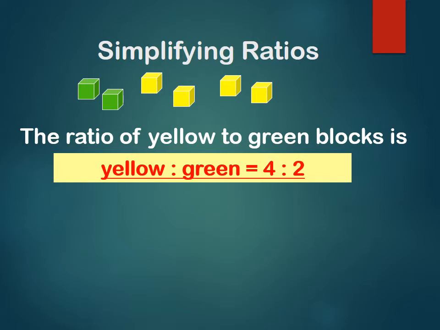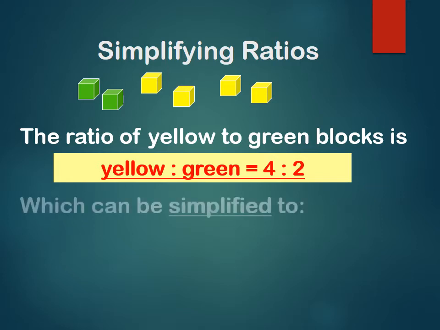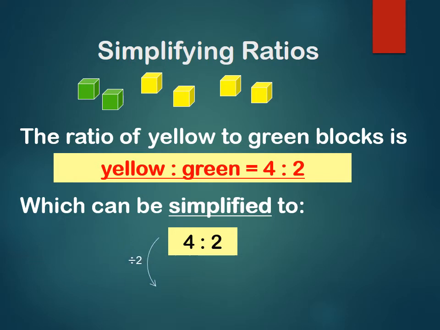How will we simplify this? Remember? Who will tell me? Yes. We simplify a ratio by finding the highest common factor. What is the highest common factor between 4 and 2? Yes, it's 2. So we will divide both sides by 2. We get 2 to 1. So the ratio of yellow to green is 2 to 1.